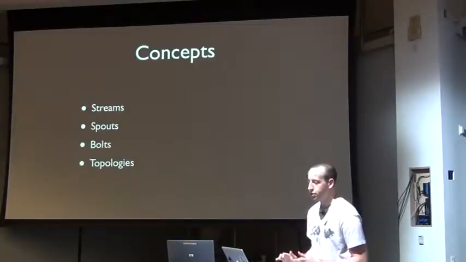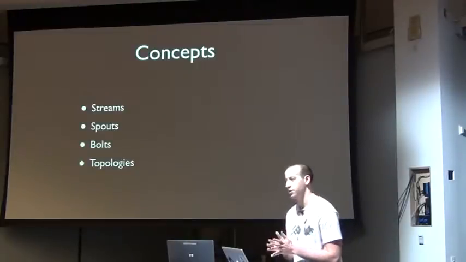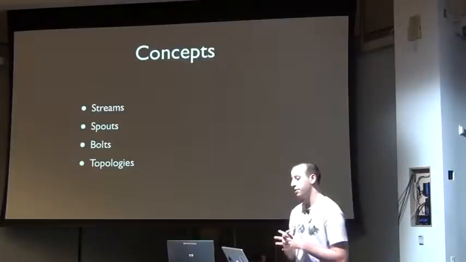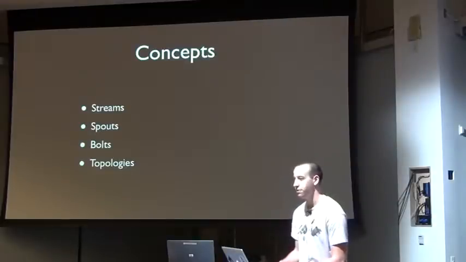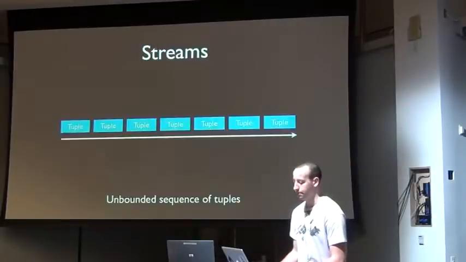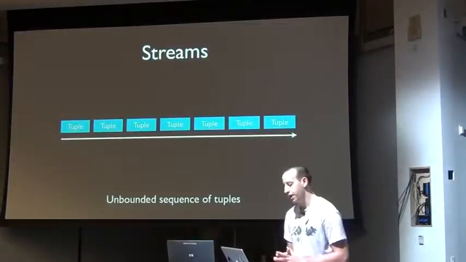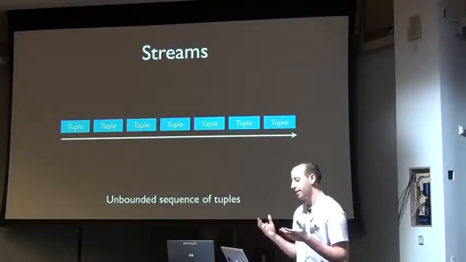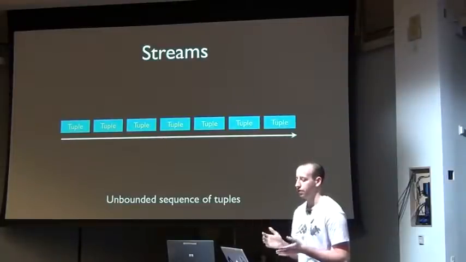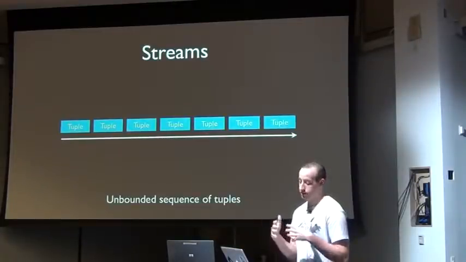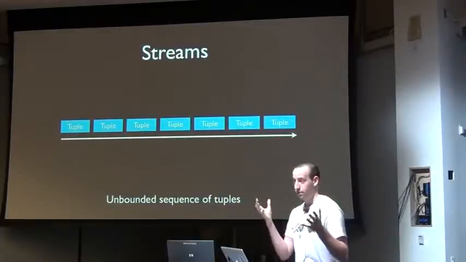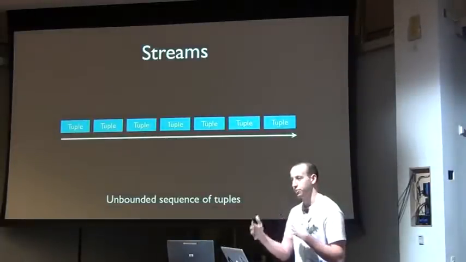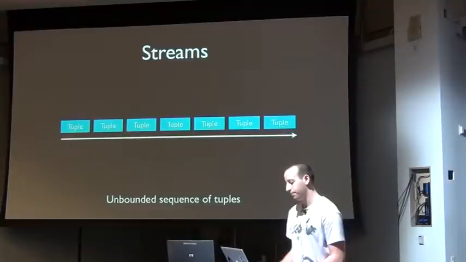All right, so let's dig into the abstractions of Storm. There are four main abstractions: streams, spouts, bolts, and topologies. A stream is an infinite sequence of tuples. And a tuple is just a named list of values. Storm is all about taking big streams of data and transforming and manipulating them.